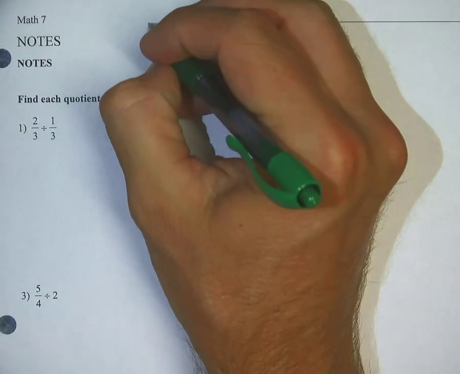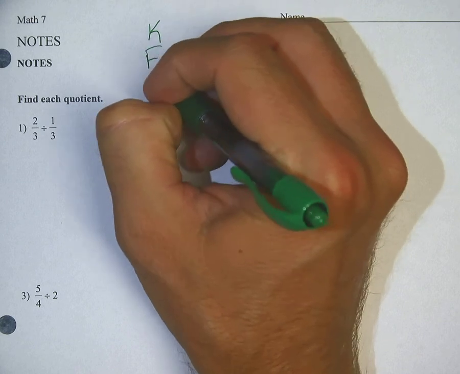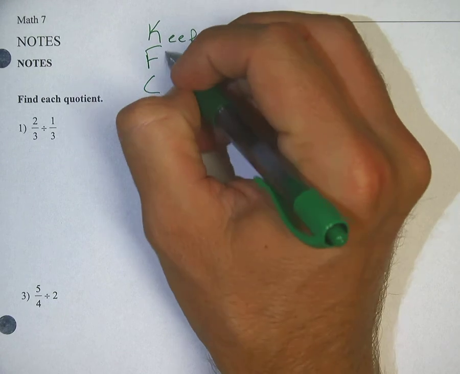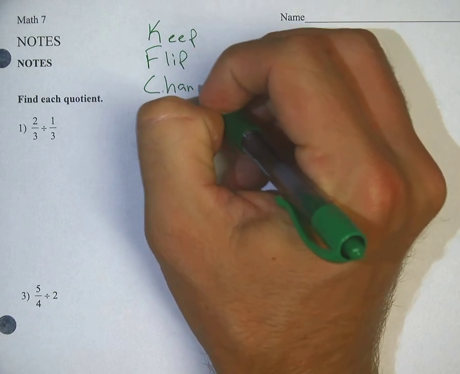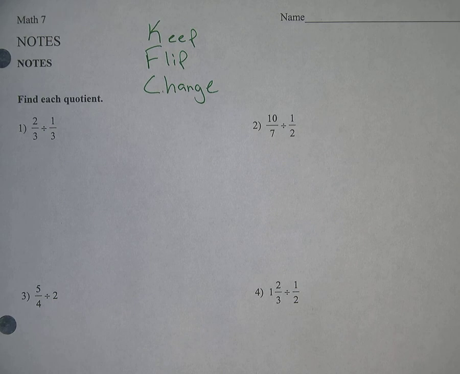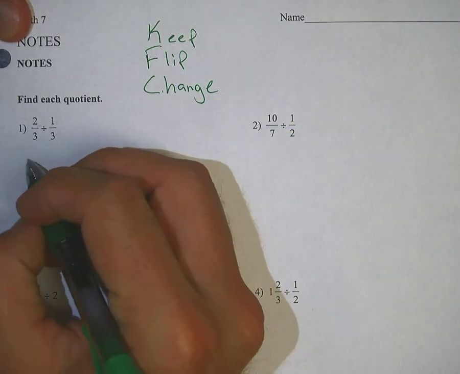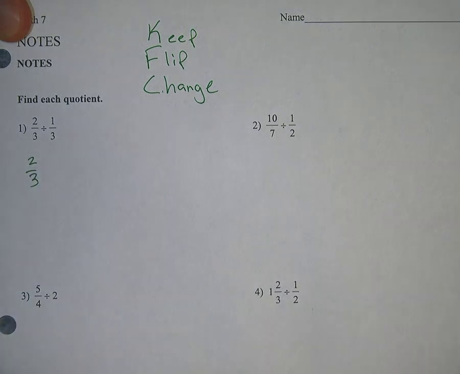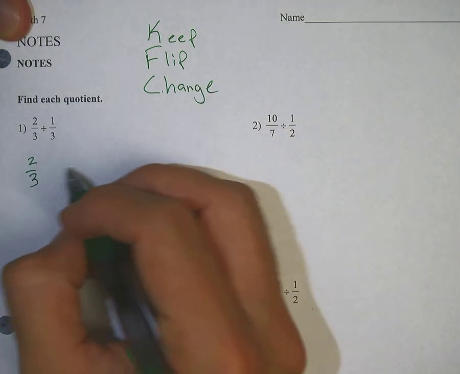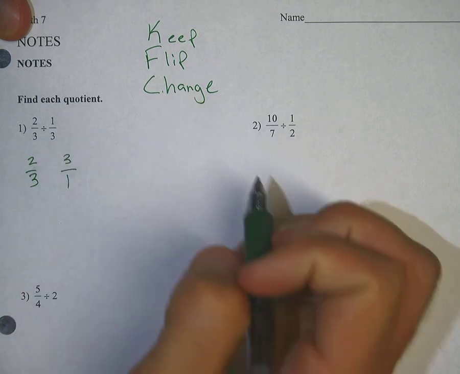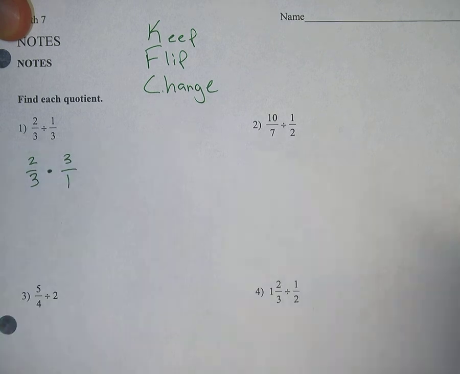Okay, so last year you learned the saying KFC for dividing, and that was keep, flip, change. Okay, so that's a cute little way to remember the steps for dividing fractions. So what does that really mean? So keep has to do with the first fraction, so you're going to keep it, you just leave it alone. The flip is the second fraction. So instead of 1 over 3, it's going to be 3 over 1. And the change is multiplication.